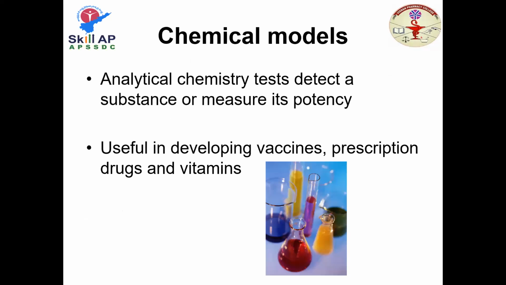Analytical chemistry tests detect a substance or measure its potency. Initially we will be synthesizing chemical moieties in the laboratory. After synthesizing, we will perform chromatography. Based on the chromatography, we will be separating n number of compounds.